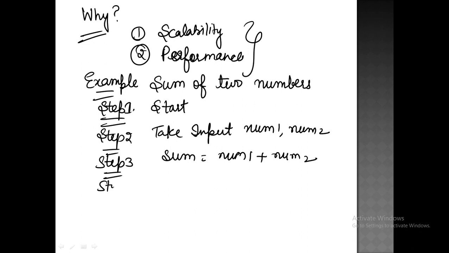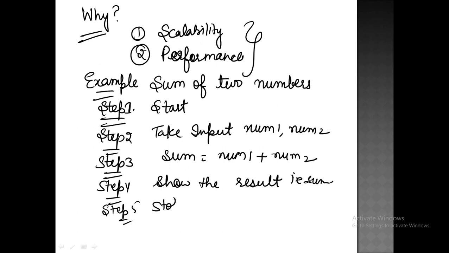that is step 3. Then step 4, find the result and show the result, that is the sum of two numbers. These are the steps of an algorithm to solve any type of problem. Step 5, stop the program, stop the algorithm.